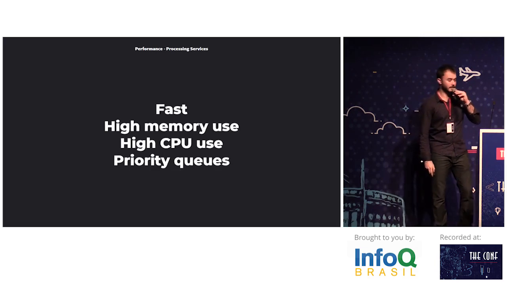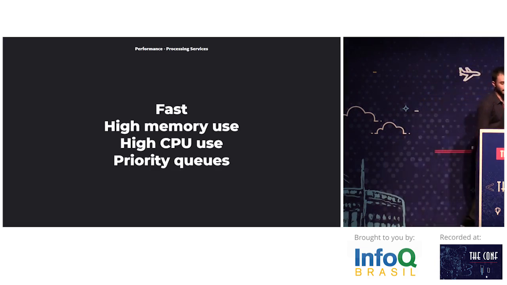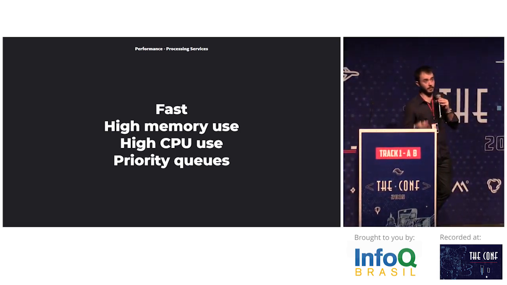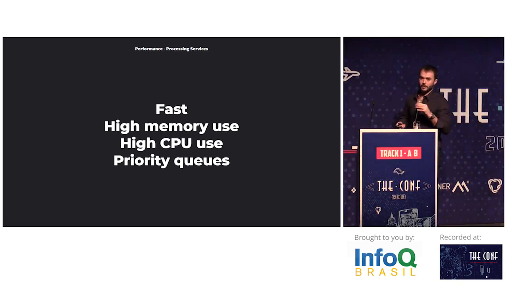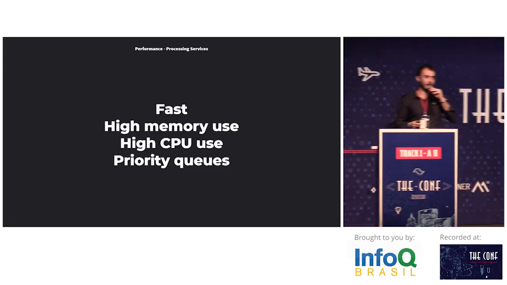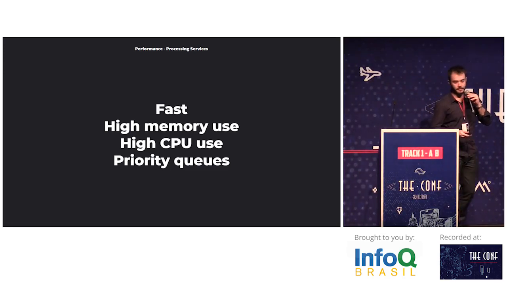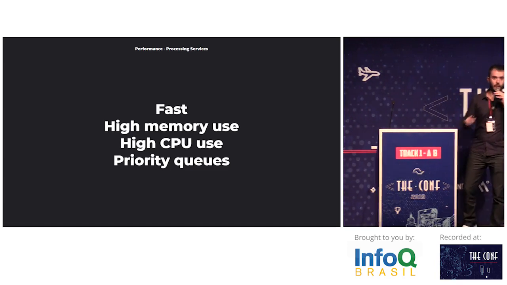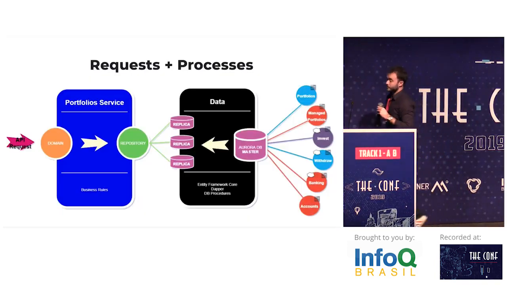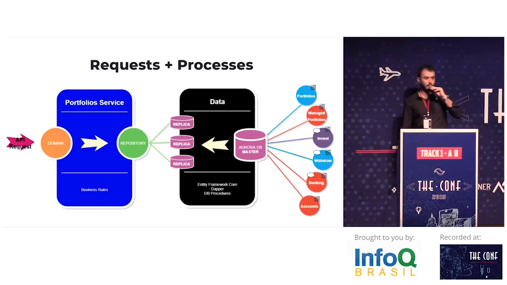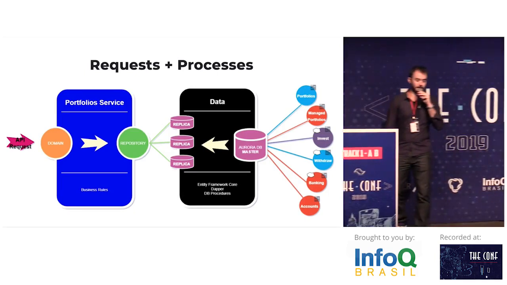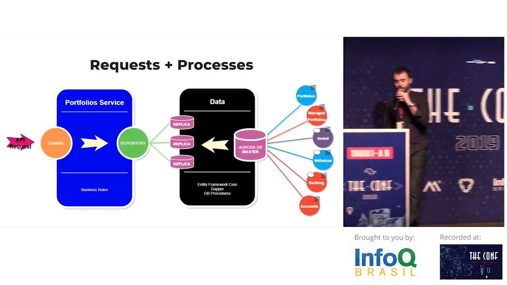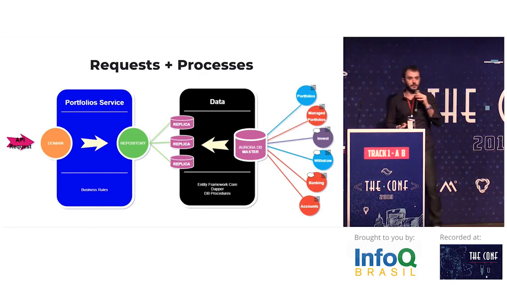A little bit about the processing services. They are fast. They need to be fast. They use a lot of memory. They bring some data that is immutable and needed for the processes into memory to make sure we have fast access. We use a lot of CPU because we need to process a lot of things, and we have the priority queues to handle all of this. And when we bring the two of those together, especially when we have one single data repository being accessed by them, we are making sure that we don't have chaos.